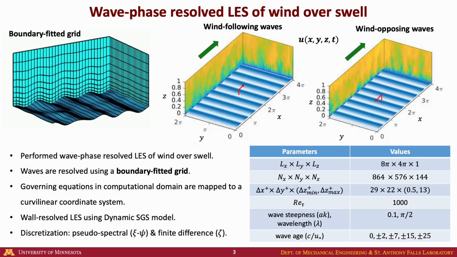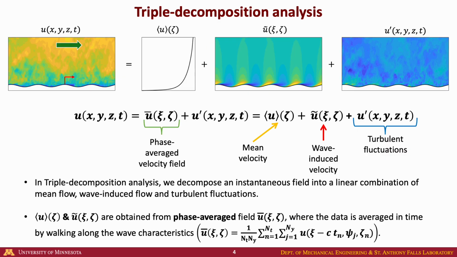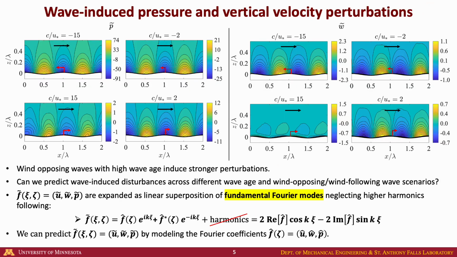Once these simulations reach a steady state, we perform triple decomposition analysis. Here, we decompose an instantaneous field into a mean component, wave-induced component, and the turbulent fluctuation component. The mean and wave-induced components are obtained through a phase averaging operation where we average the data in time by walking along the wave characteristics.